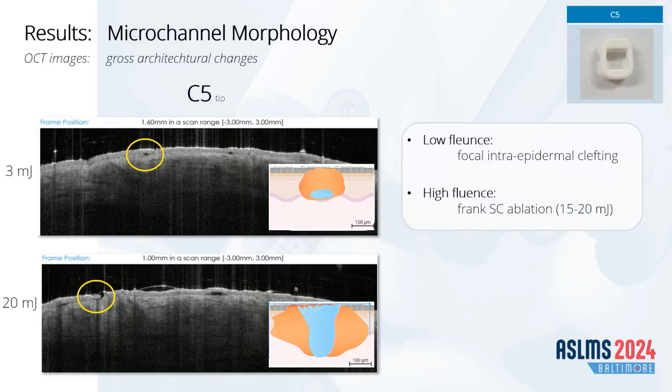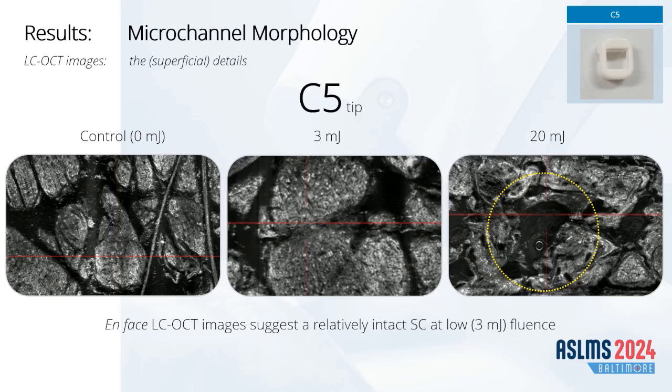At low fluence, OCT showed a discrete focal intraepidermal clefting with a seemingly spared stratum corneum. When we increased the fluence, the thermal effects extended superolaterally towards the skin surface, resulting in frank ablation at the high 20 millijoule pulse energy. Here you can see that effect visualized really nicely in a high-resolution en face LC-OCT image of the stratum corneum.